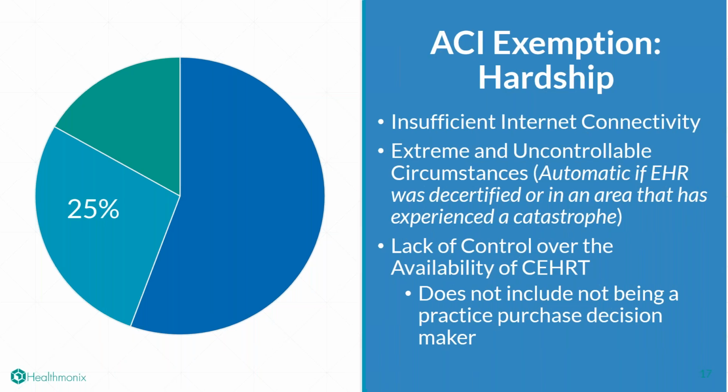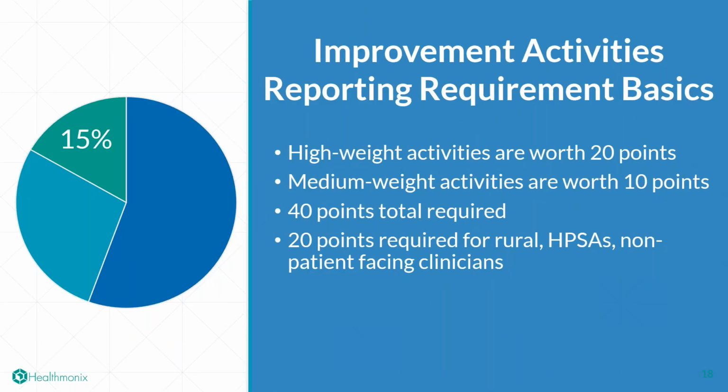Moving right along, improvement activities. For improvement activities, you're looking at different actions or activities that will impact the practice as a whole. And there's a list of over 90 activities that you can choose from, and they are broken down into high weight and medium weight activities. So the high weight activities are worth 20 points, and the medium weight activities are worth 10 points.